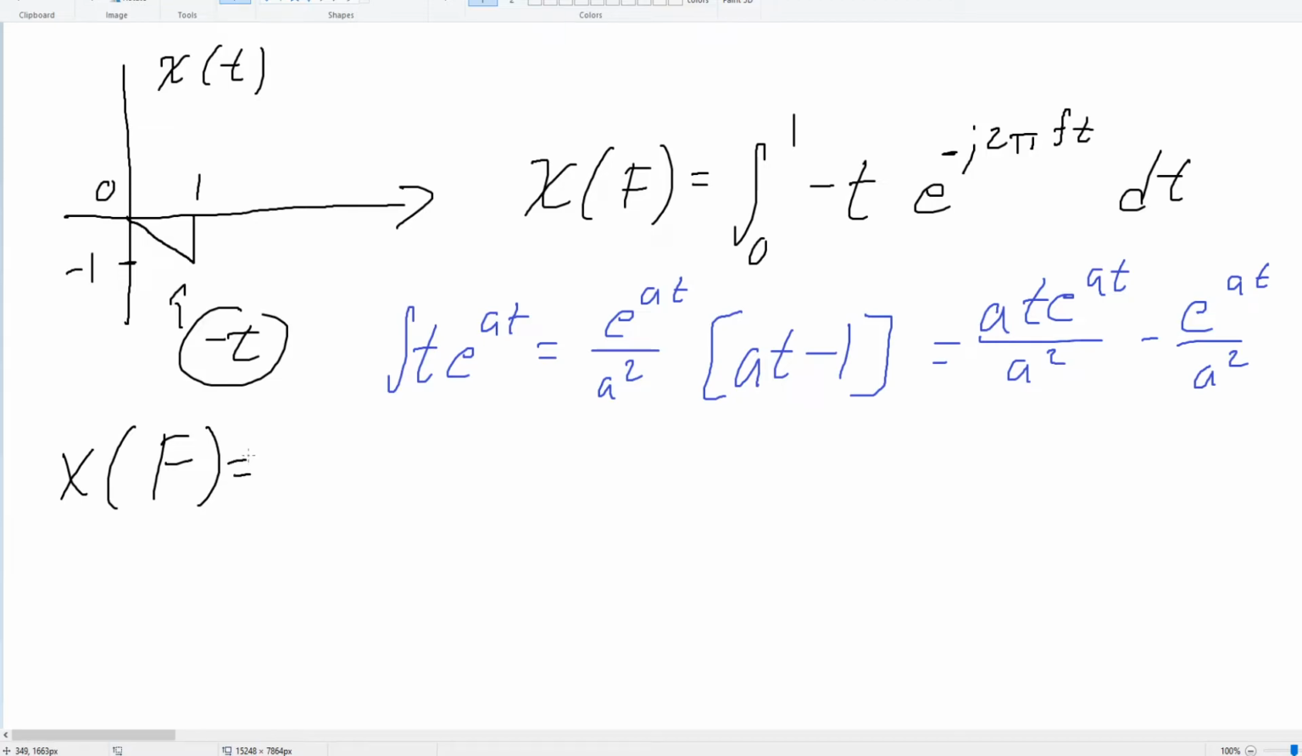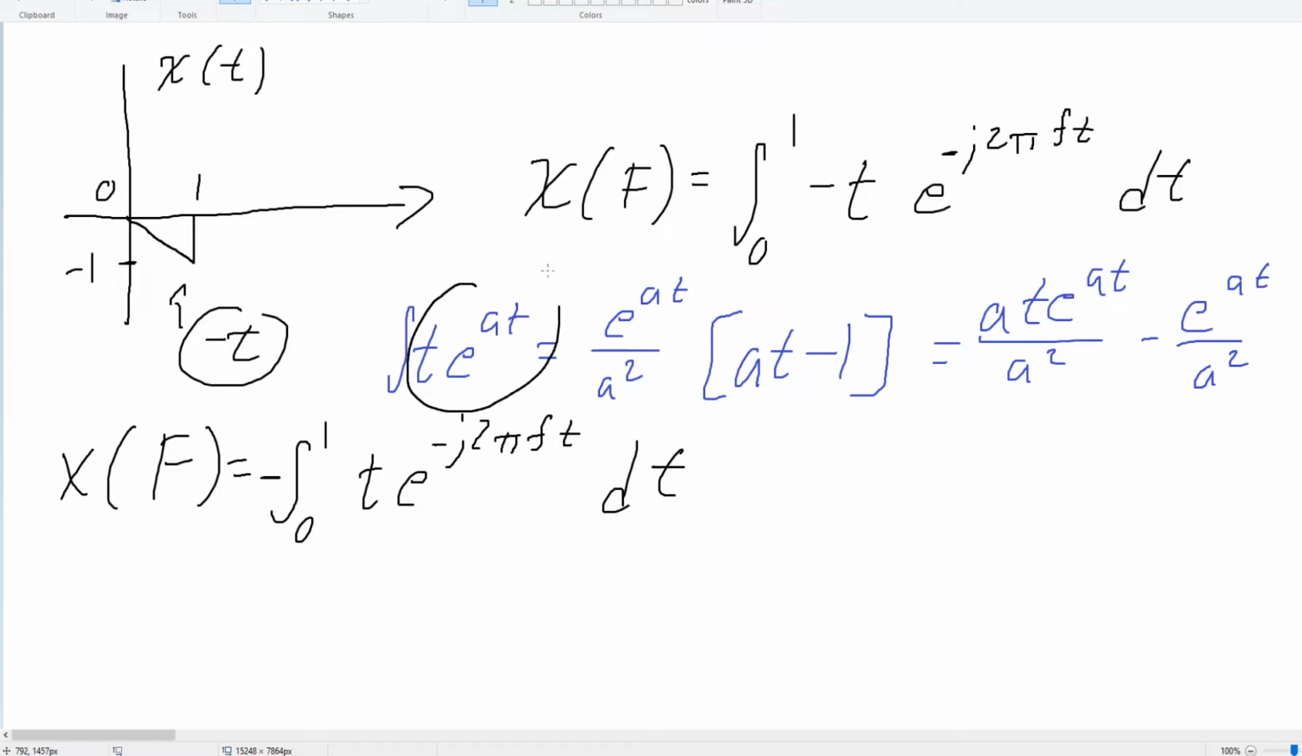X of f is equal to the integral from 0 to 1. So this is going to be negative, and this, oh, that looks like an equal sign. So this is going to be negative integral of t e to the negative j 2 pi ft dt. Right? So that looks a lot more like this problem over here.